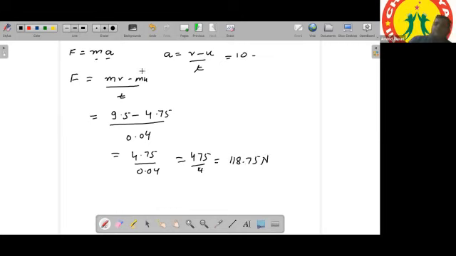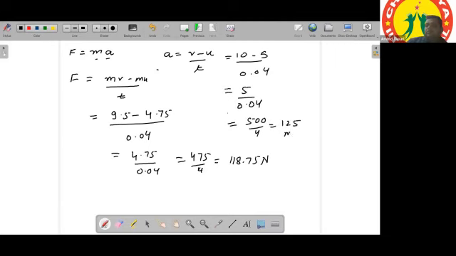The same question can be done something like this also. You can find out acceleration first, since initial velocity was 5 and final was 10. So you make 10 minus 5 divided by 0.04. So you get 5 divided by 0.04, which equals 500 over 4. That is 125 meter per second square. So this is acceleration, and now you can use the formula F equals ma. So by both the methods you will get the same result.